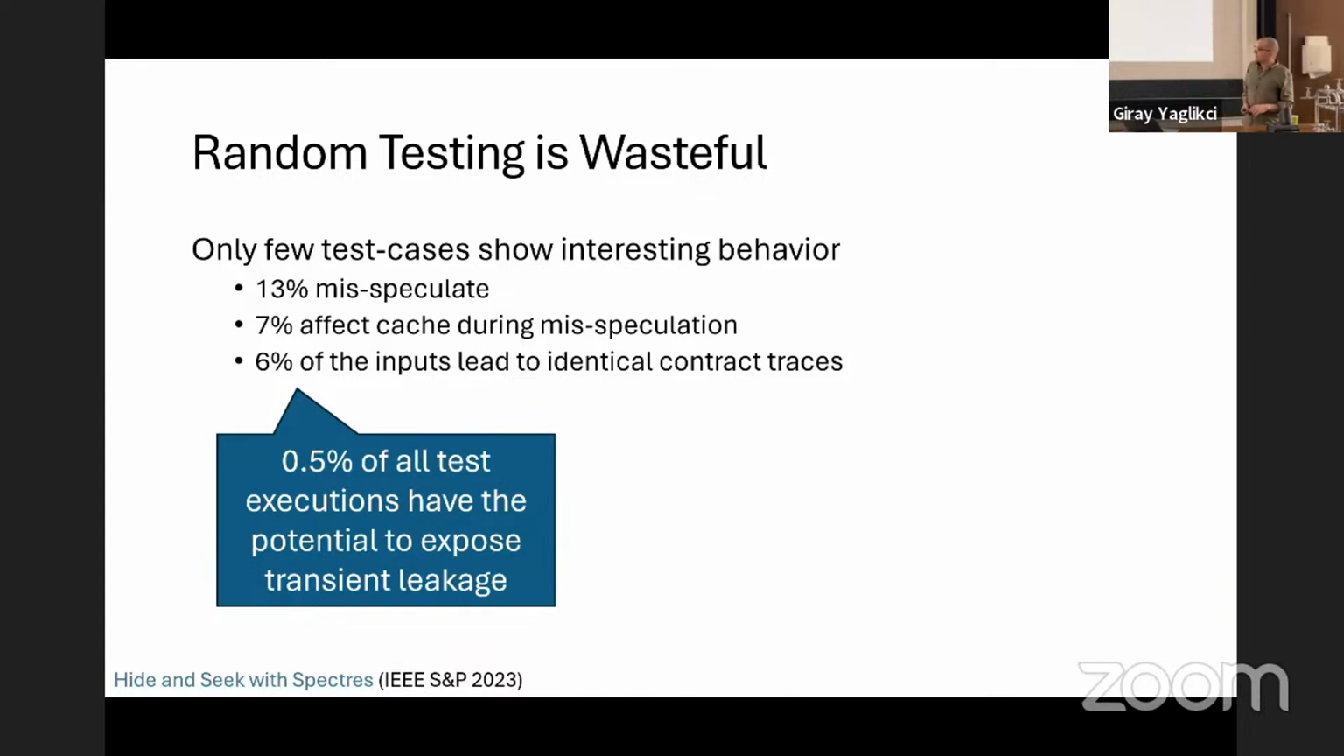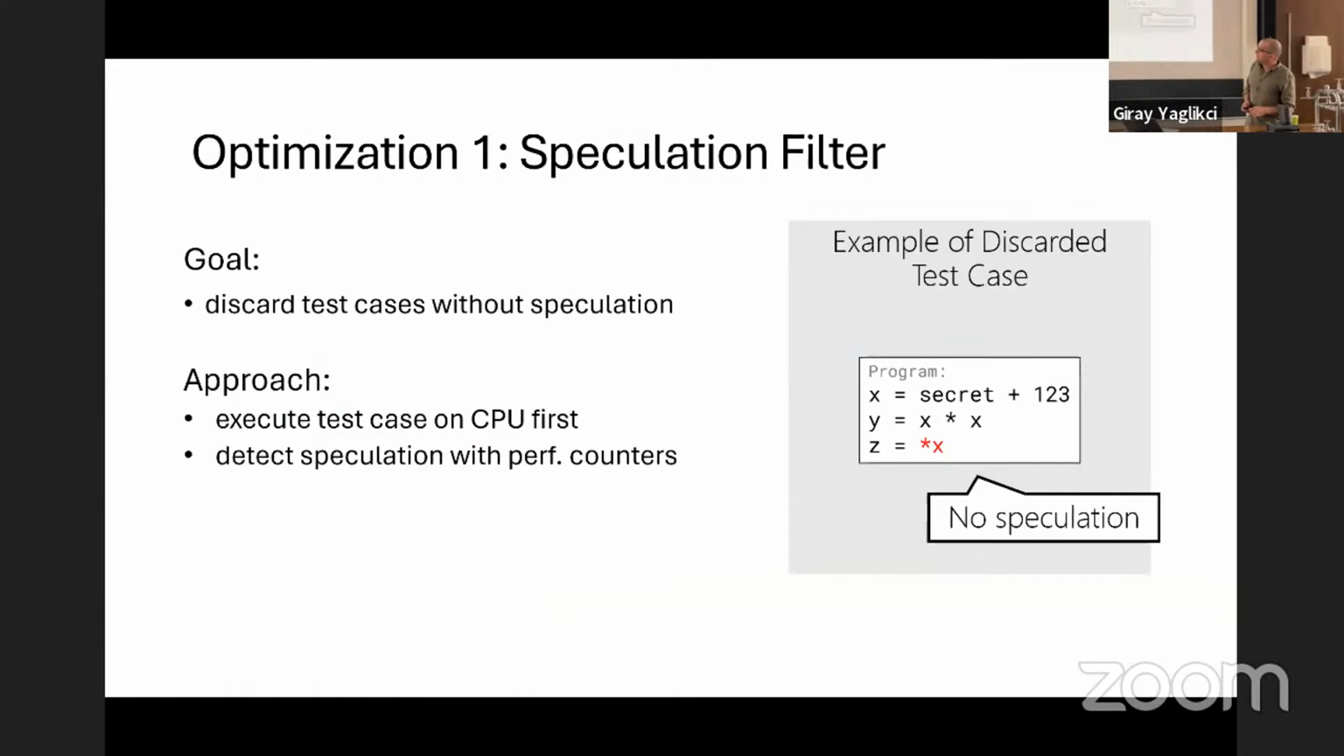What we did, from last year's Oakland, very quickly explained, is 3 optimization techniques that each target one of those bottlenecks. One is, before we do the expensive analysis on the contract, we run the test case on bare metal and use performance counters to see whether it's actually speculating. We simply compare the number of issued and retired instructions. If it's the same, there's nothing interesting going on, so we throw away the test case. We execute it quickly on bare metal before we do any expensive analysis.